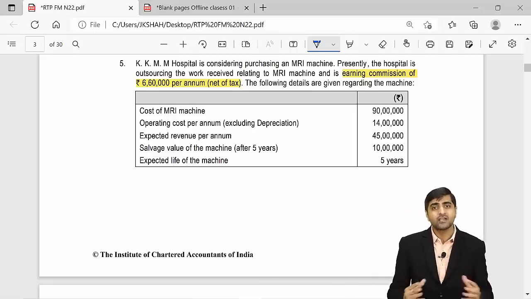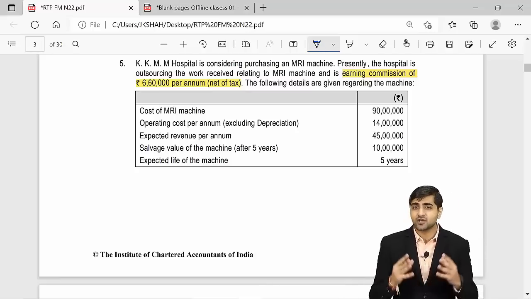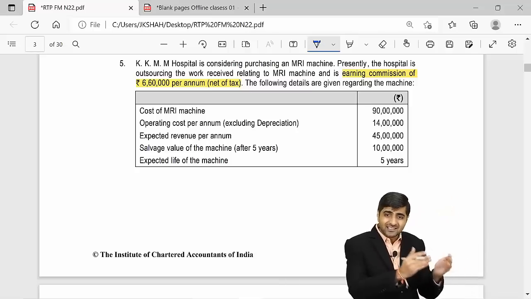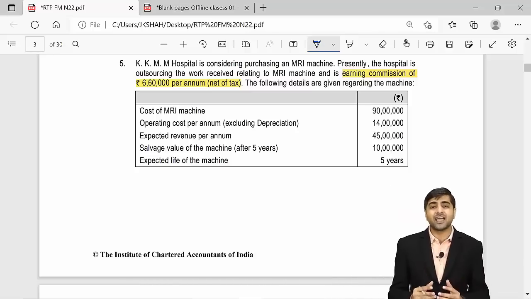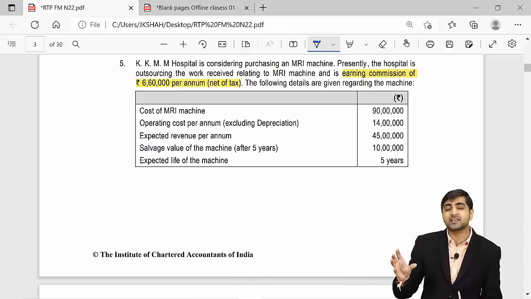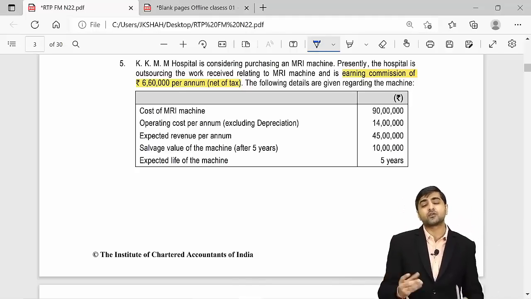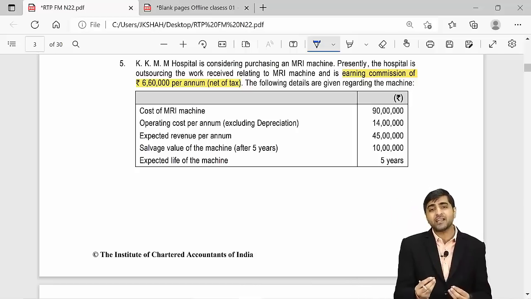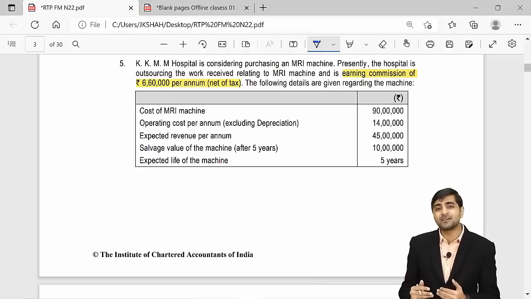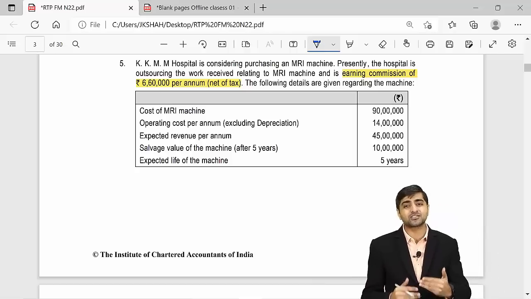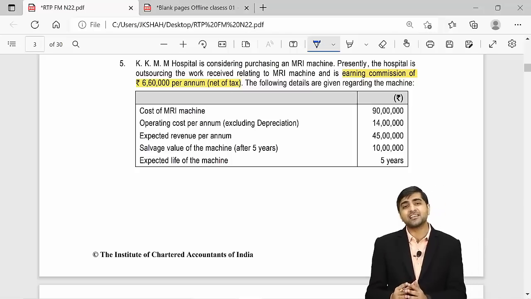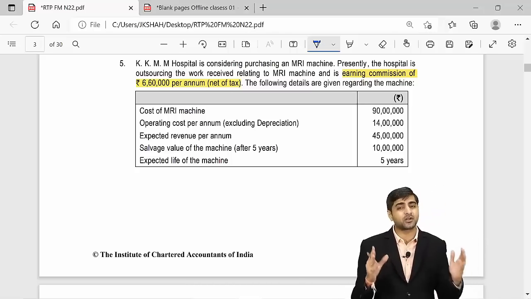Yes or no? Yes, which we can also call an opportunity cost. So guys, any inflow which gets avoided is to be treated as your cash outflow. It means that from the total cash inflows which you are going to earn from this particular machine, we need to subtract whatever is going to be your opportunity cost on a post-tax basis to eventually come to know what is the net cash inflow which you are earning from this particular project.